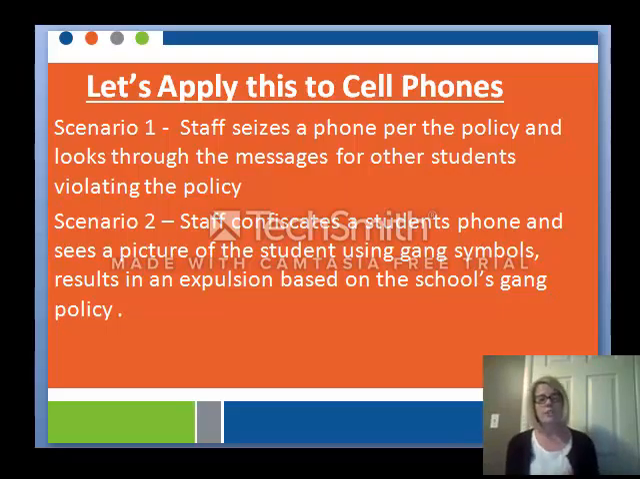Scenario 2: the staff confiscates a student's phone, again because they were texting, and upon retrieving it, they see a picture of the student throwing gang symbols in front of their house. The picture then becomes evidence that the school uses to expel the student based on their school gang policy. So is that a reasonable search and seizure?